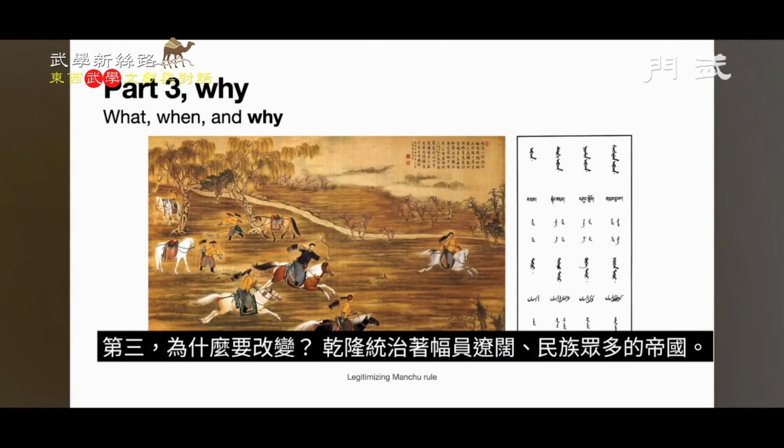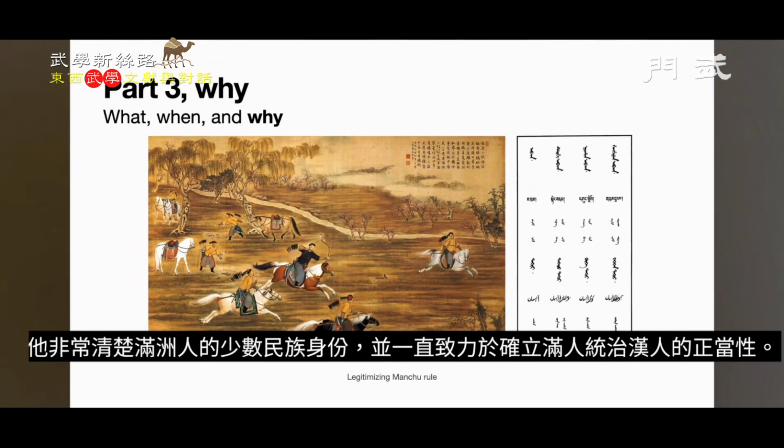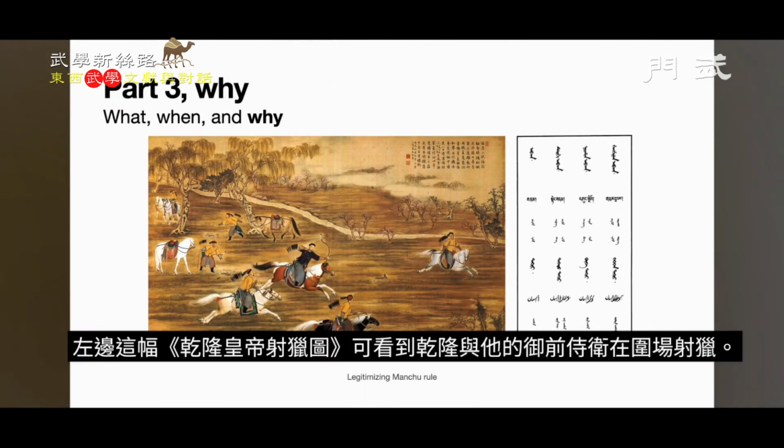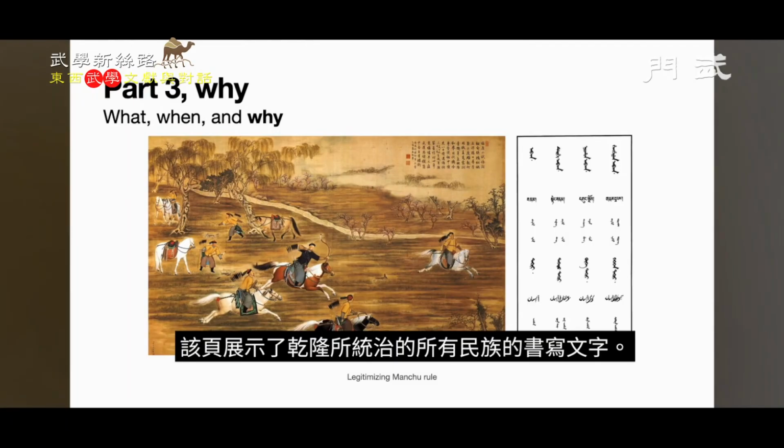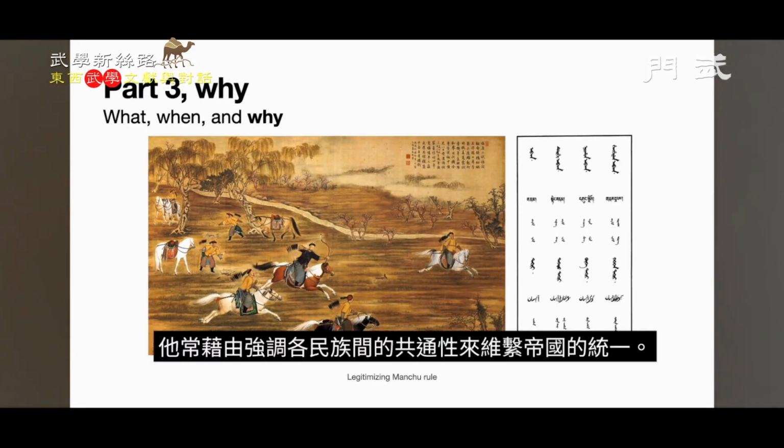Why? Qianlong ruled over vast lands, including many peoples. He was very aware of his minority status as a Manchu, and he was always trying to legitimize Manchu rule over a vast Han majority. Here you see Qianlong in his hunting capacity, hunting with his imperial guardsmen. And to the right you see part of a 5-language dictionary that shows all the languages of the realm that he ruled. And he really wanted to keep everything together by pointing out the similarities between all these people.